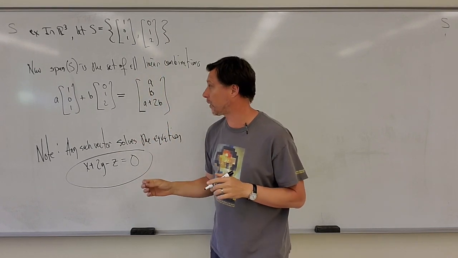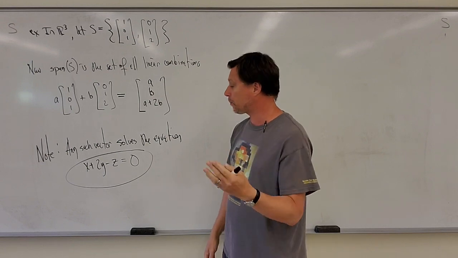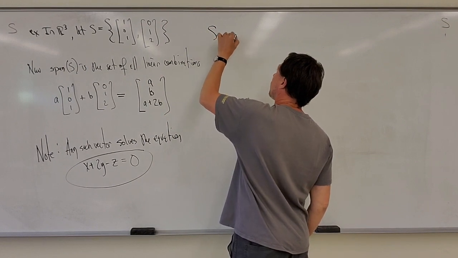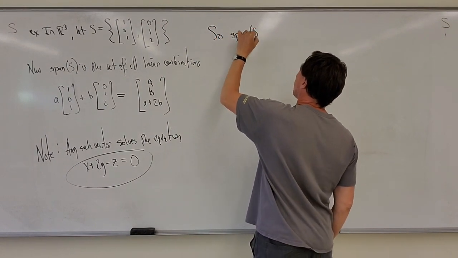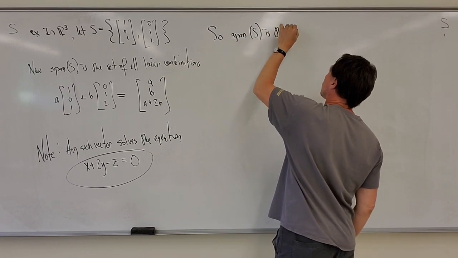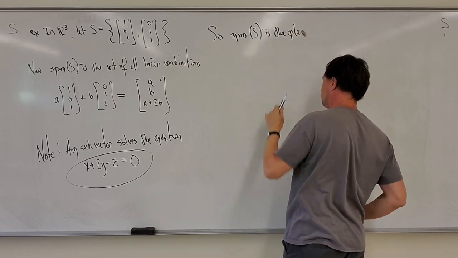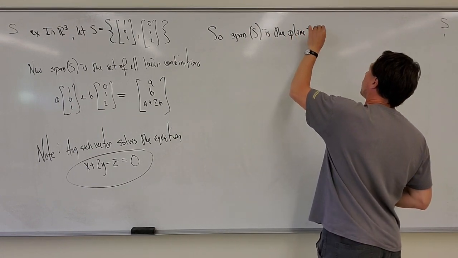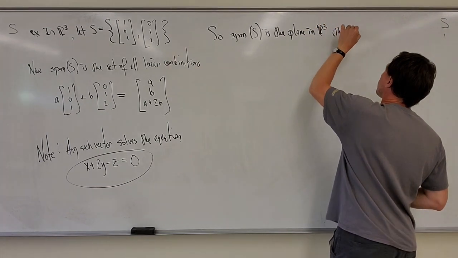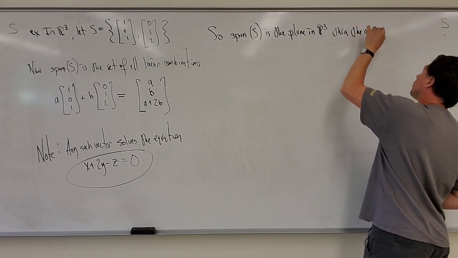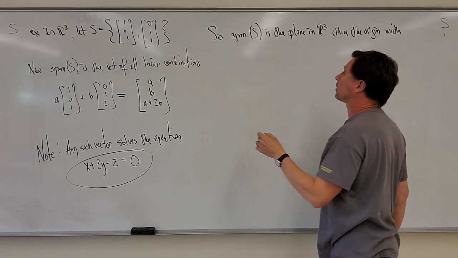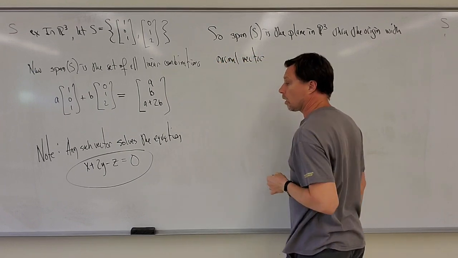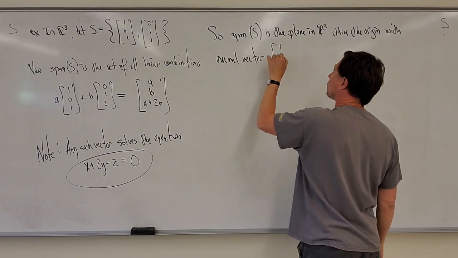Remember, the span is a subspace, and what subspace is it? It is the plane given by that equation right here. So we can say the span of S is the plane in R3 through the origin with normal vector (1, 2, -1).